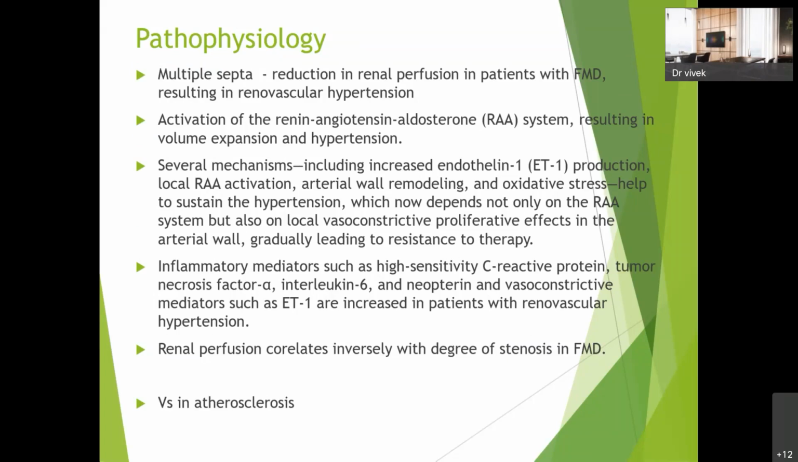So not only the renin-angiotensin aldosterone system, but also the local vasoconstrictive proliferative effects in the arterial wall gradually lead to resistance to therapy. Inflammatory mediators such as C-reactive protein, tumor necrosis factor, interleukin-6, and neuroplatin, and vasoconstrictive mediators such as ET1 are increased in renovascular hypertension. The renal perfusion correlates inversely with the degree of stenosis in FMD. In atherosclerosis, it is not so. In atherosclerosis, there is primary renal disease with ischemic nephropathy, which is noted.